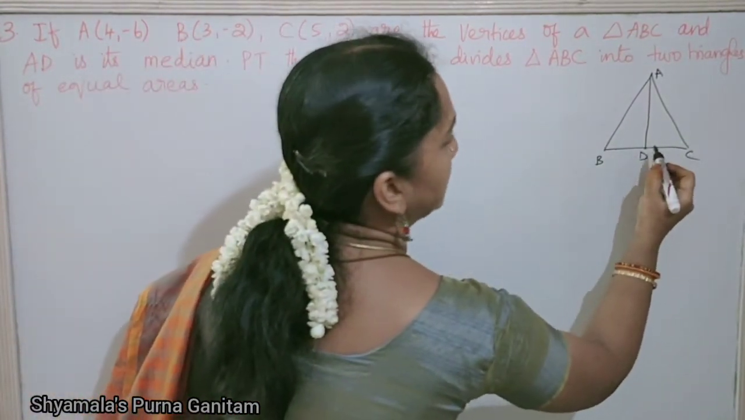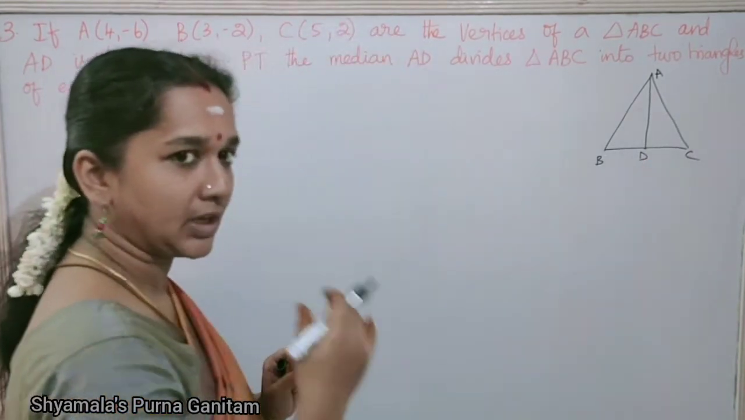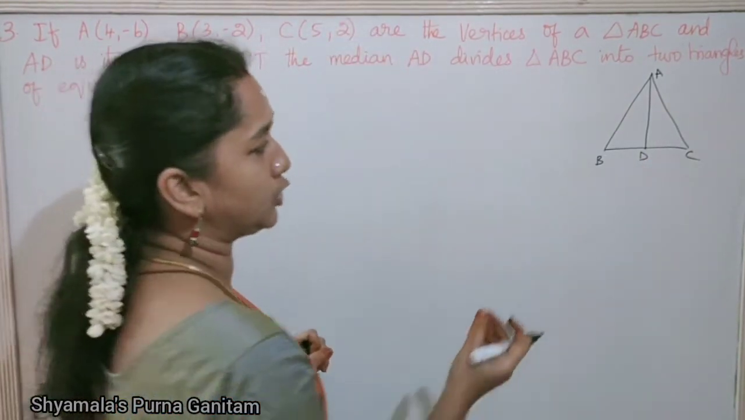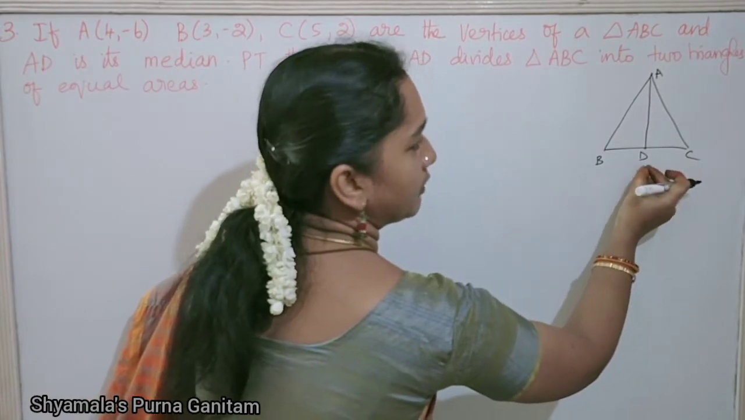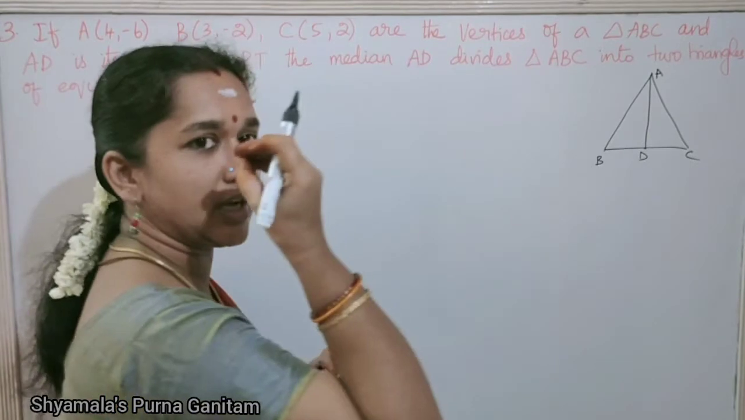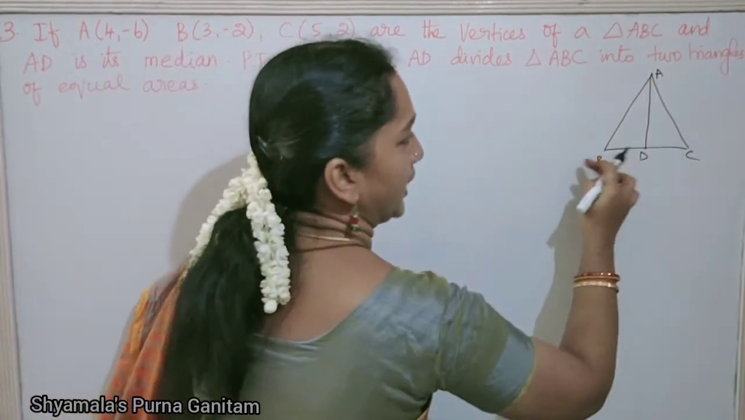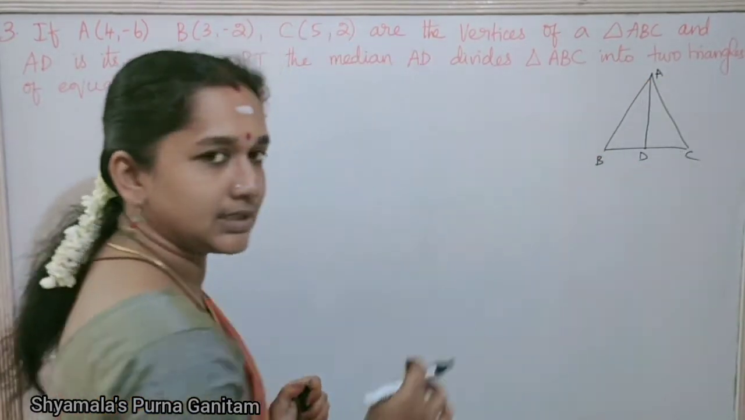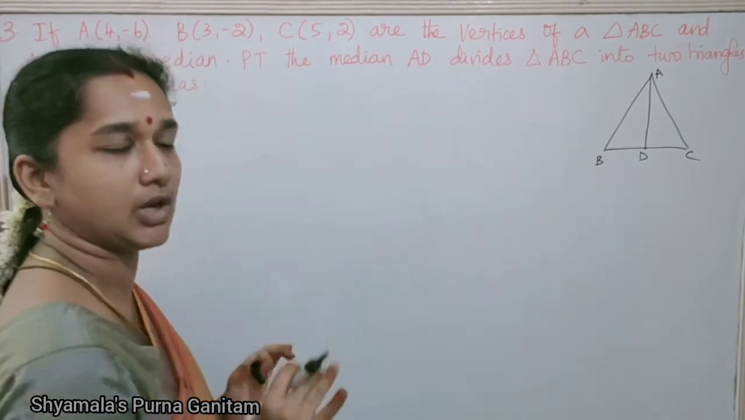So to find the midpoint D, we know it is (x1 plus x2) by 2, (y1 plus y2) by 2. We have the B and C coordinates, and we will find the midpoint. So that is D, and you will get 2 triangles. So we have to check that the areas of ABD and ACD are equal. That is the thing we are going to do.